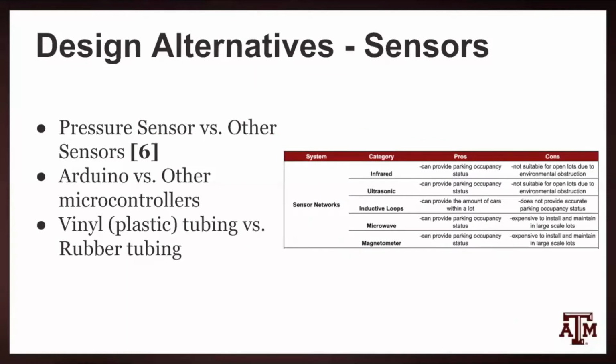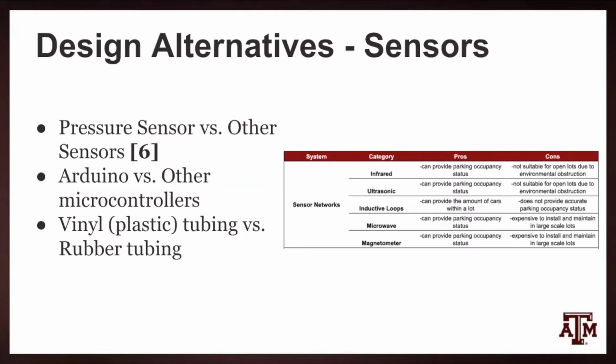Last time we presented for our proposal presentation, we discussed the different kinds of sensors based on a report or article that we found. We discussed the pros and cons of those, but ultimately we decided to go with the pressure sensor because it was the least intrusive when it comes to installing the sensors, and it is also the best sensor for most weather conditions and all lighting conditions.